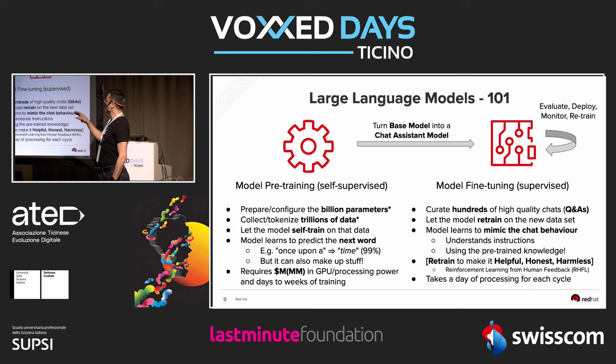So that's the base model. And then you have the fine-tuning to take this base model and make something useful. So if you want this to have chat-like behavior, like questions and answers, able to hold a conversation, you have to feed it many hundreds of curated question-answer documents, and then through extra training, it learns to mimic this behavior using the knowledge it has already acquired in the previous phase. And in doing so, you may also want to make it more helpful, honest, harmless.